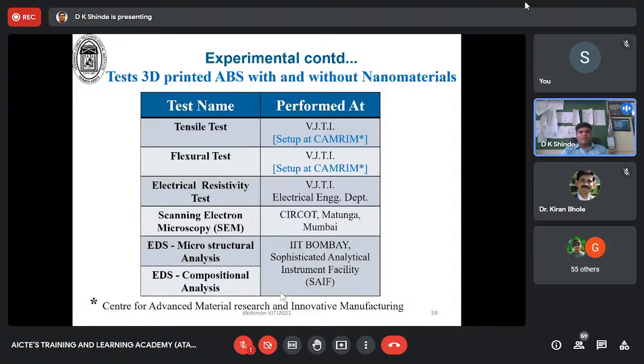So tensile, flexural, and electrical resistivity tests to understand what electrical conductivity those 3D printed coupons or material have. And then we did the microscopic analysis to see whether the CNTs are really dispersed properly, and what the EDS analysis says, what percentage of carbon has increased or decreased, to know more about the 3D printed CNTs with ABS material.